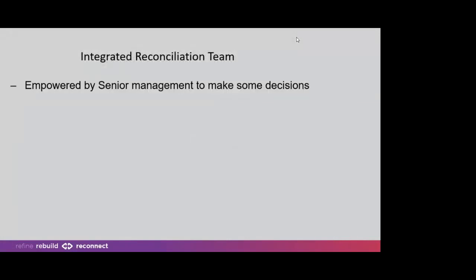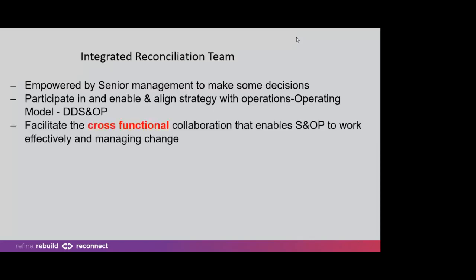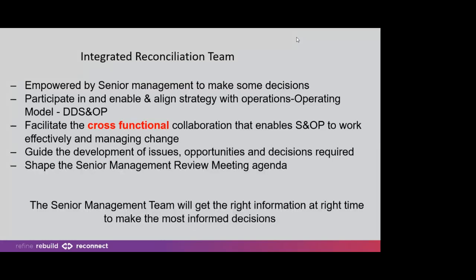Therefore, there had to be an integrated reconciliation team, empowered by senior management to make some decisions, to enable and align a strategy with operations. Facilitate the cross-functional collaboration that enables SNOP to work. Then guide the development of issues, opportunities, and decisions required by senior management, and shape the senior management review. That's the only way that management is going to make the right decisions at the right time with the right information.